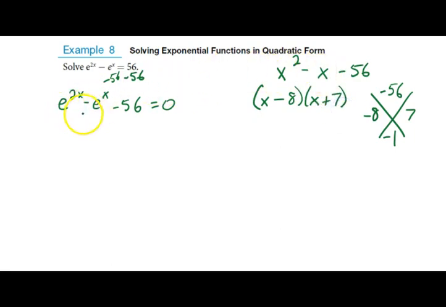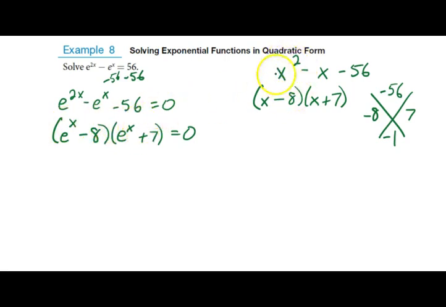But what I have is e's. So where the x's are, I'm going to have e to the x. So e to the x minus 8 and e to the x plus 7. Now, again, some of you are probably bothered by the fact that this is a 2x here and we don't have 2's here. But remember, when you multiply things, you add the exponents.